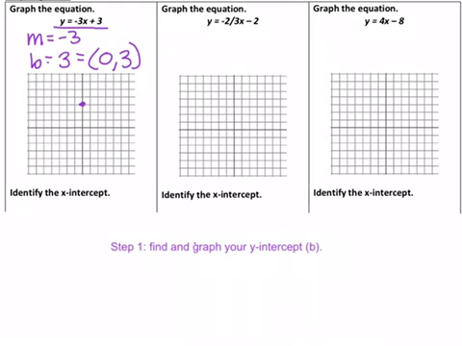Great. Now, let's talk about what your step 2 is. Step 2 is from the y-intercept, we are going to graph the slope.